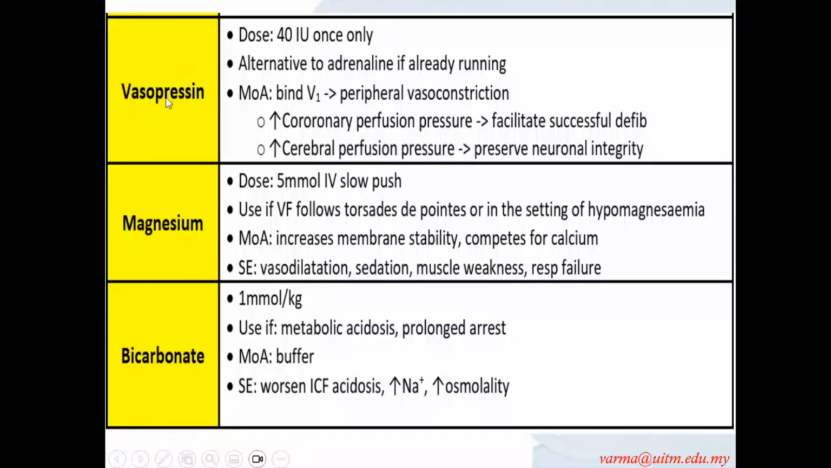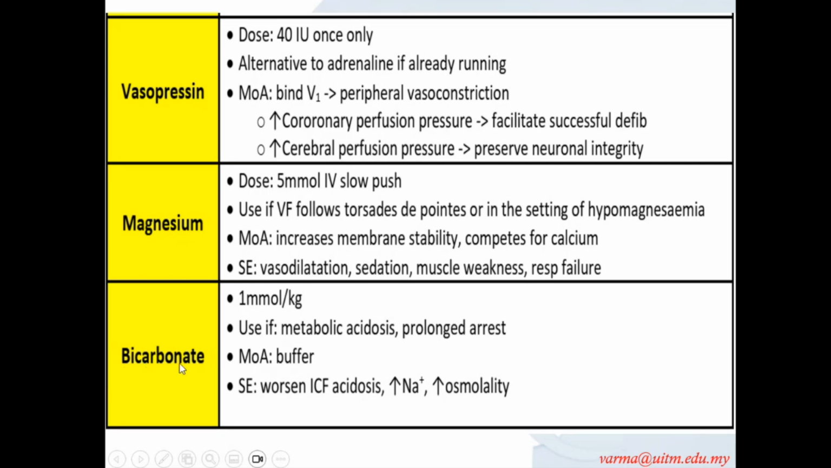Next, vasopressin, used in case of hypotension. If you miss this out, also never mind. Okay, vasopressin, if you don't mention, also never mind. I would not remember vasopressin. I would have remembered magnesium and bicarbonate. Magnesium, yes, we do give during VF if it's secondary to torsades. So 5 millimole IV slow push. The mechanism of action is it increases membrane stability, competes for calcium, so it reduces the heart rate.